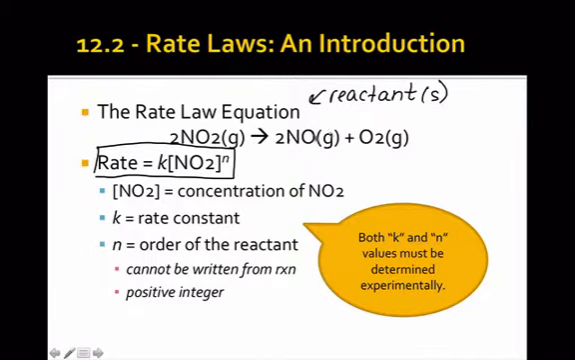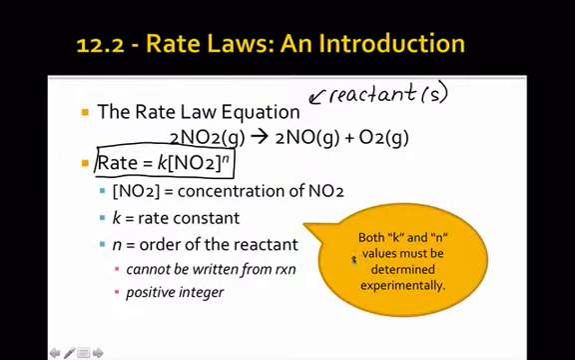It just depends on what your balanced equation looks like. In this case, since there's only one reactant, we only have one here. So the rate is equal to k, and k is a rate constant. It's specific to this chemical equation. [A] is the concentration of our reactant, and n is the order of the reactant.